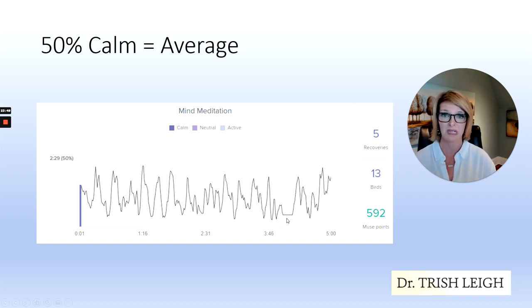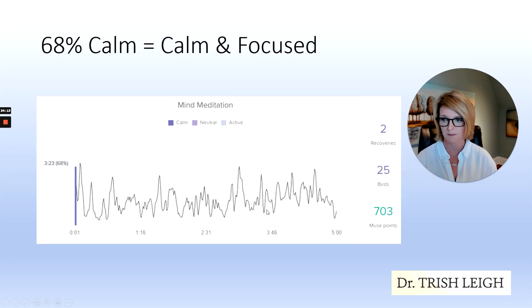I think of them as planks. So if these are push-ups up and down, strengthening the muscles in your arms and your brain, the plateau is you holding the plank and you're able to use those muscles and hold it down. So you can see there's 5 recoveries. There's 13 birds hitting those low points in the calm zone and achieving more Muse points, 592 points. Okay, moving on up to 68% calm.